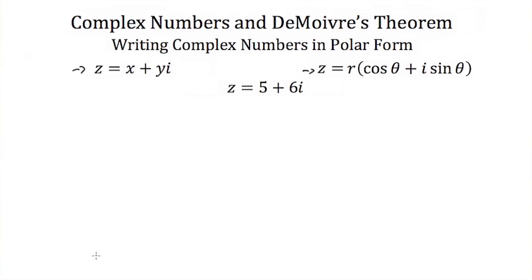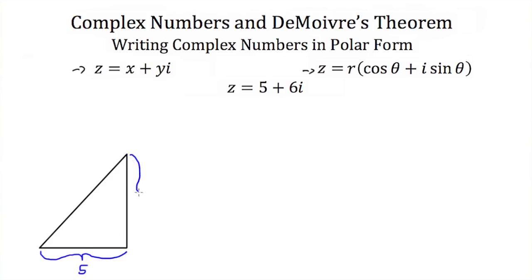Now it usually helps to first draw a triangle. The bottom of my triangle follows the x, or you can think of the real axis. And this length here is 5. This side of my triangle follows the imaginary axis, or you can think of that as the y-axis. And then this length is 6. So if I want to write this in polar form, I'm going to need an r value and I'm going to need a theta value.